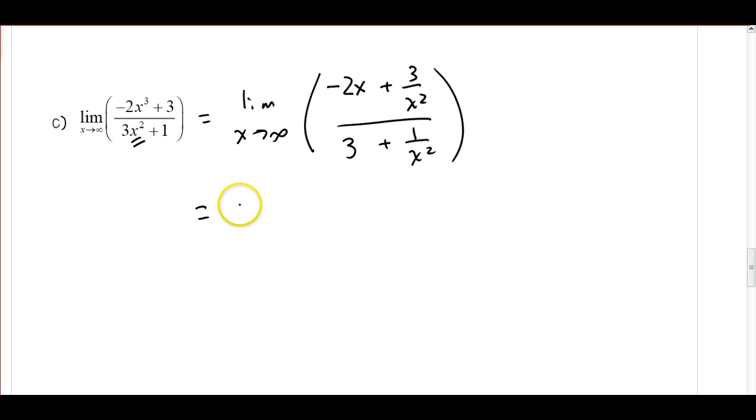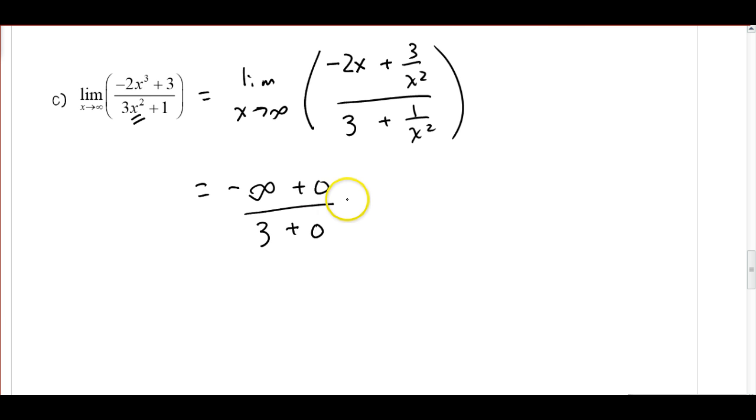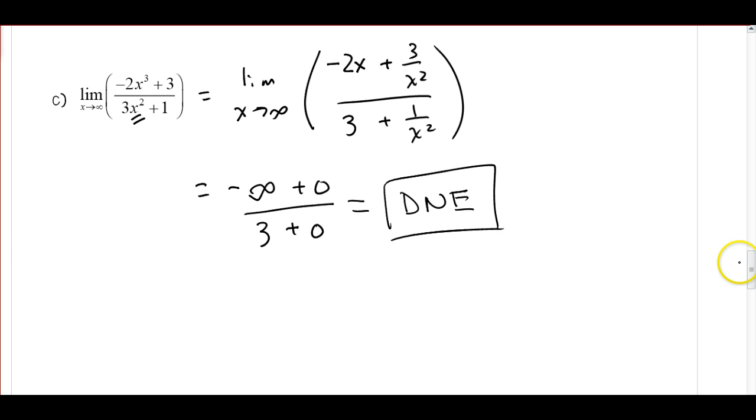Looking at each of our limits, the limit as x approaches infinity of negative 2x is just going to keep getting bigger and bigger, and this negative means it's going to keep getting bigger in the negative direction, so that's negative infinity. This one's going to be 0. Limit as x approaches infinity of 3 is just going to be 3, and then plus 0. So basically what we have here is infinity over 3, which is going to tell us that the limit is not going to exist.